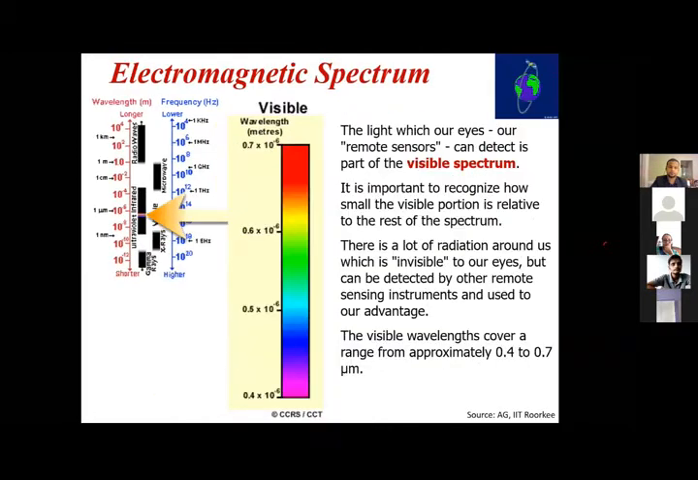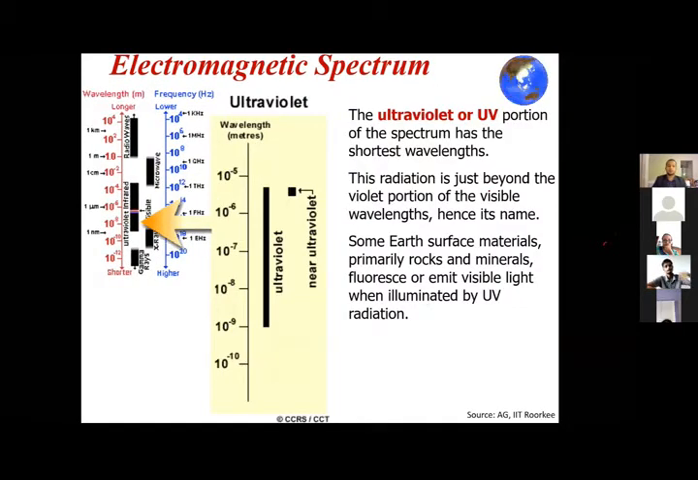Ultraviolet, why is ultraviolet important? Is it very significant in remote sensing, or does it have limited applications? For example, the ultraviolet portion of the spectrum has the shortest wavelength that we can use basically in remote sensing.